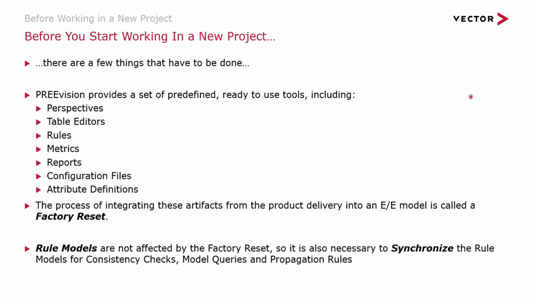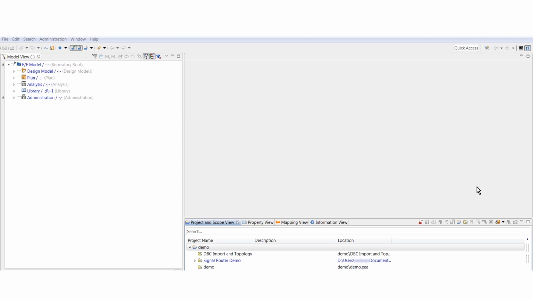It's not something that has to happen every time you start the program. It only happens when you first start a new project. And I'll show you how to do that in the tool in a minute. But if you don't do this, you'll find that a lot of things that perhaps are shown in the manual, or things that you should be able to do, they're just not showing up. And that's because those things are actually integrated into the tool as a result of performing this factory reset and synchronization of the rules.